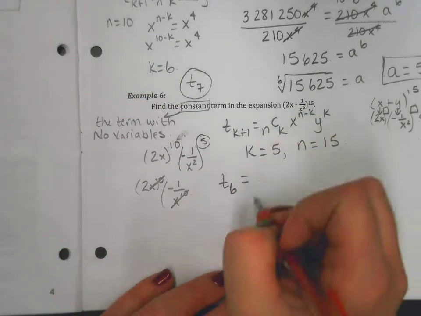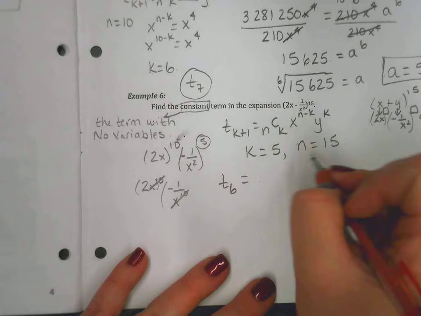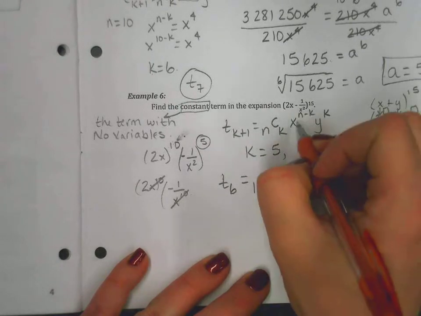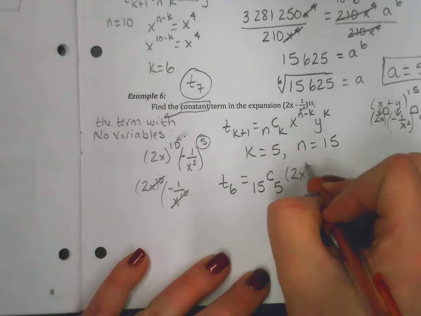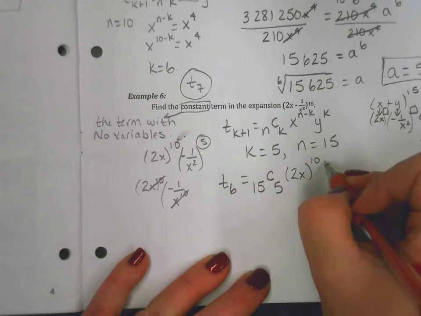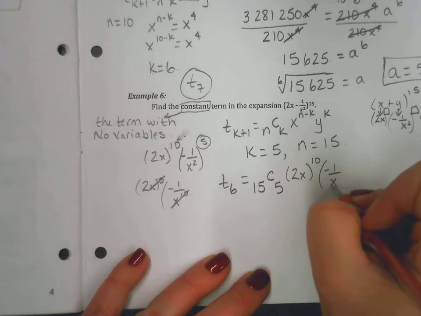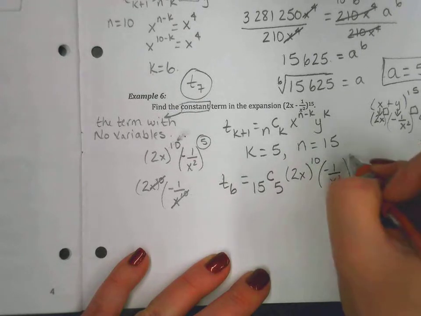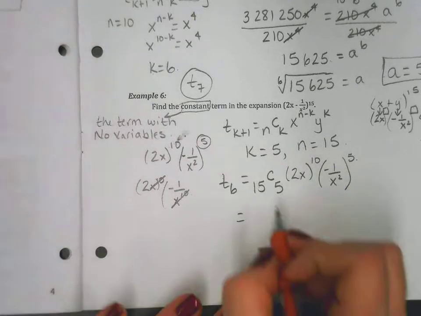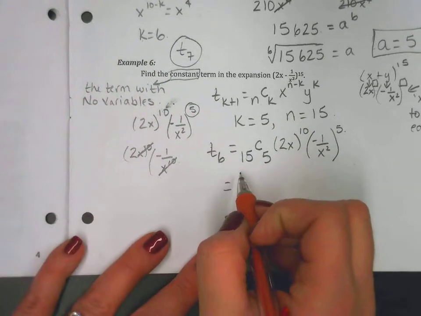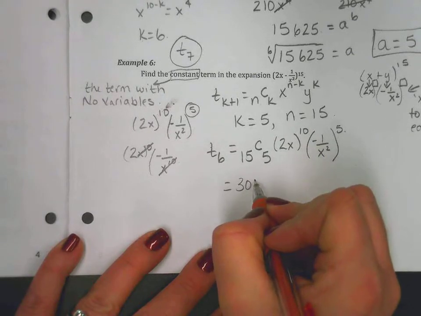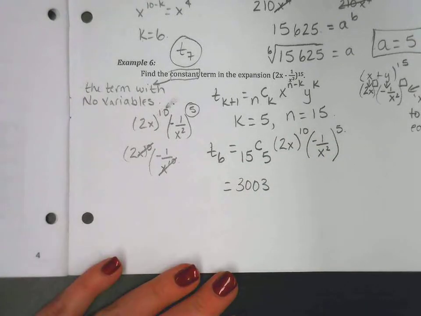All right, now I'm going to just substitute in our values. My n value is 15, so I'm going to go 15 combination 5 times x, which is 2x, to the power of 15 minus 5, which is 10, times negative 1 over x squared, which is my y value, to the power of 5. So I'm going to start to evaluate. 15 combination 5 evaluates to 3003.